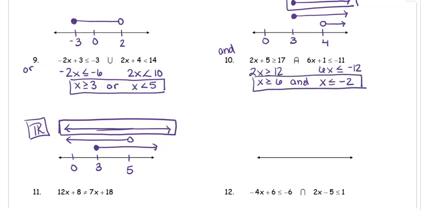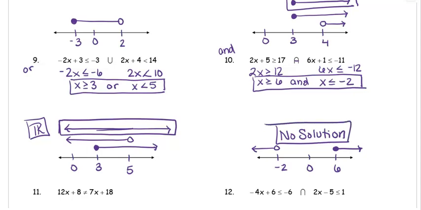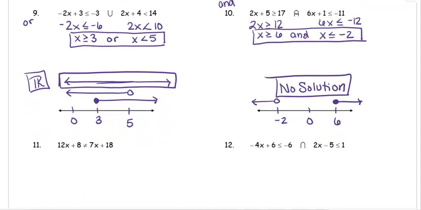So when I go to graph this, I have negative 2, I have 0, and I have 6. It's a closed dot on 6, and it's off to the right. It's an open dot at negative 2, and it's off to the left. And it means I want the overlap. Well, where do these overlap? They don't, which means that this is going to be no solution. And this is what we should be writing on top of our graph then.